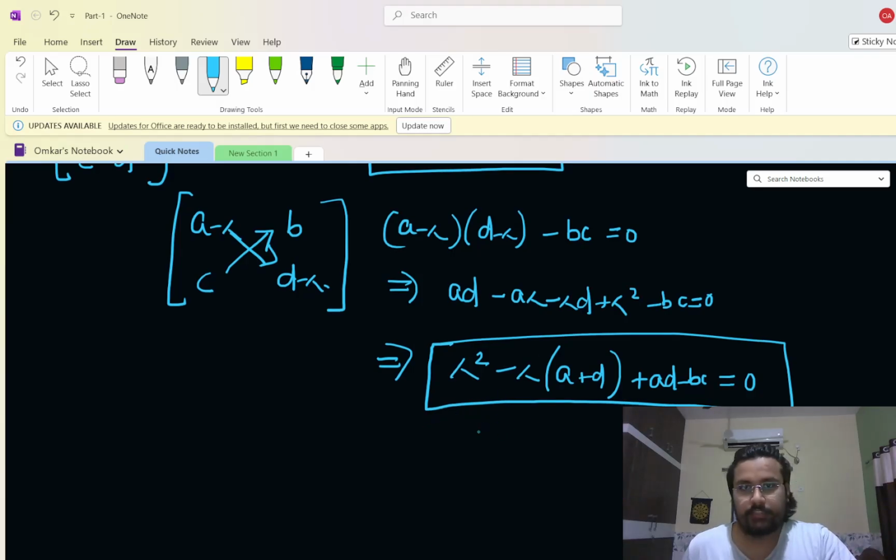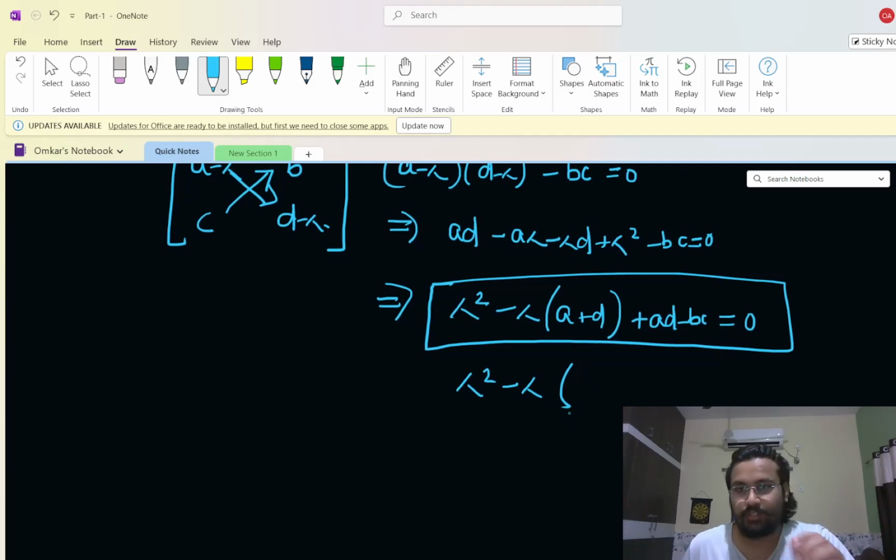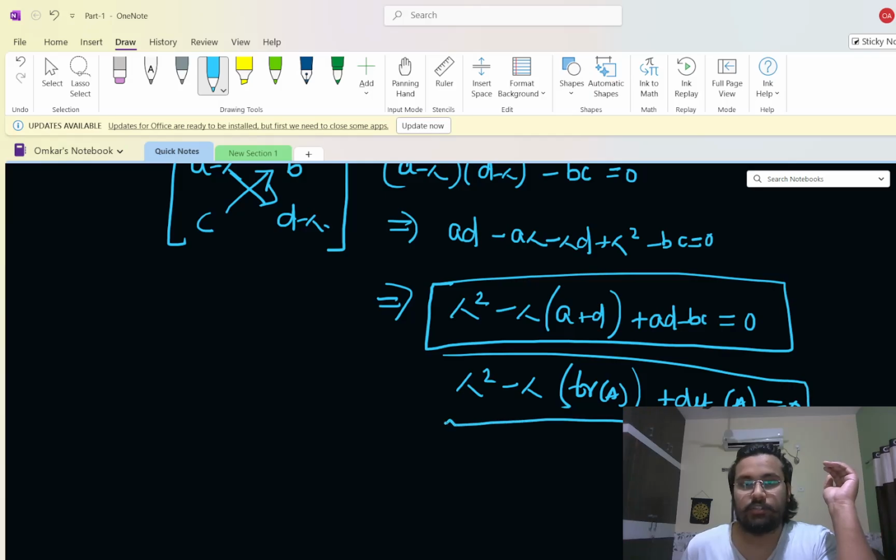If we simplify this in terms of matrix algebra, this is lambda squared minus lambda times (A plus D), where A plus D is the trace of the original matrix, and AD minus BC is effectively the determinant of the original matrix, if you think about it. So this is lambda squared minus lambda times trace of A plus determinant of A. This gives us 0. This is the characteristic equation for a 2 by 2 matrix.